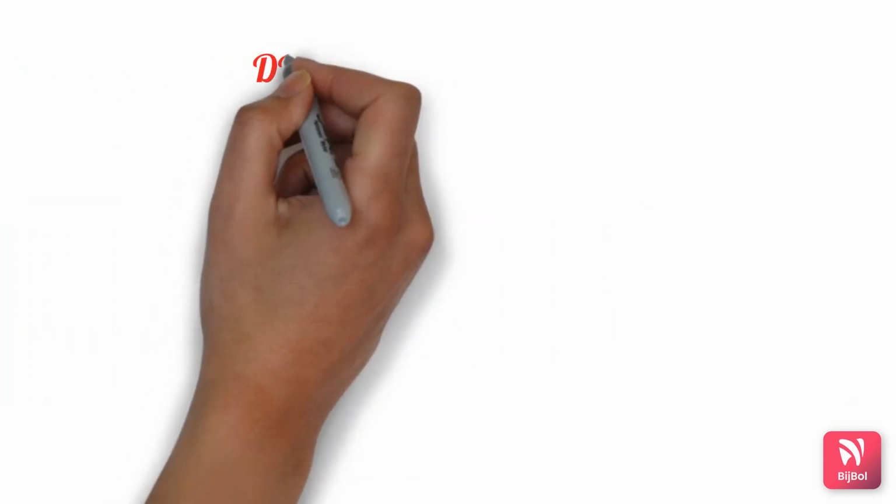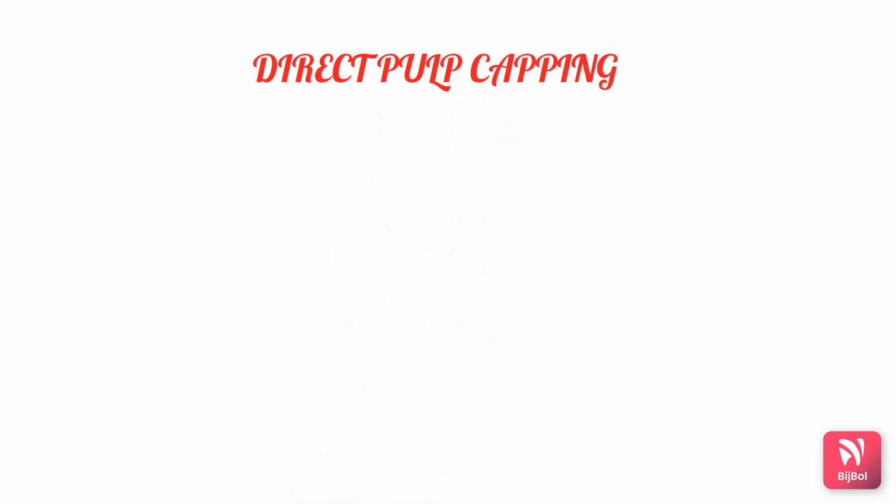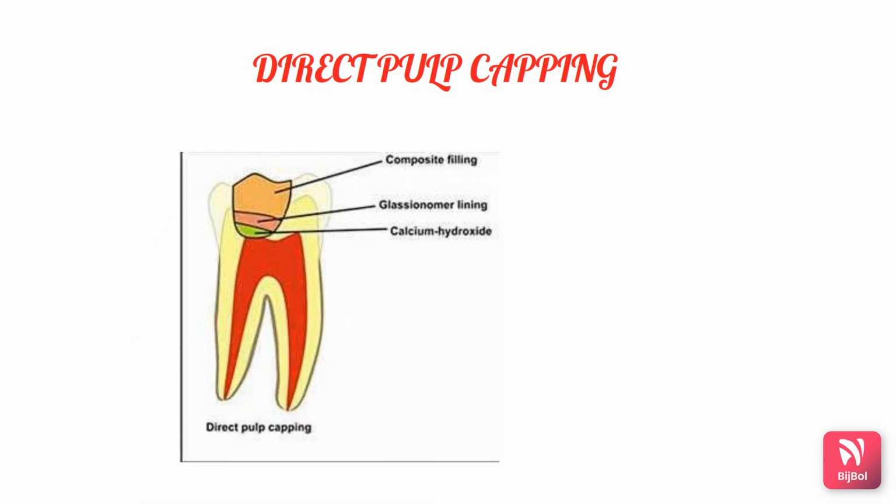Now we'll discuss the direct pulp capping procedure. Sometimes the pulp may get exposed either due to caries, trauma, or as a result of errors during operative procedures. So direct pulp capping is a technique for treating an exposed pulp with a material that seals the exposure site and promotes reparative dentin formation.